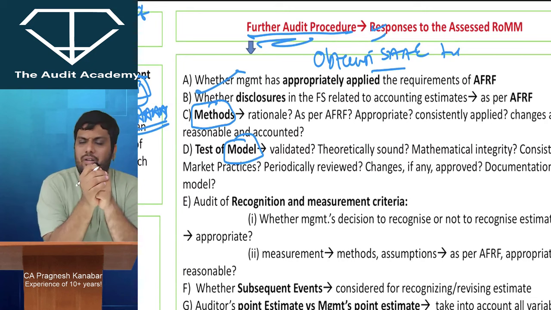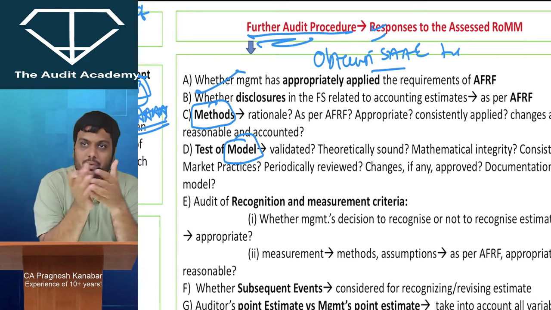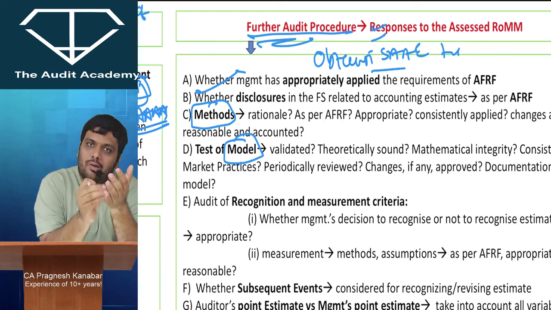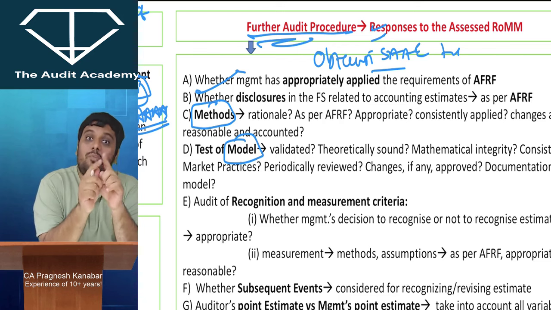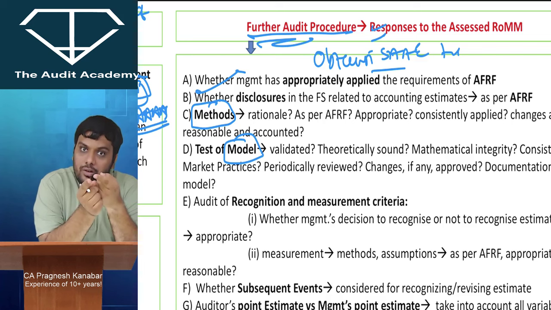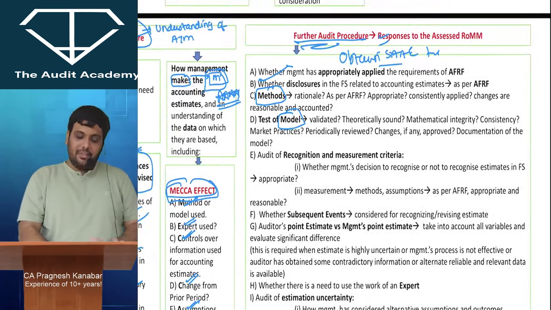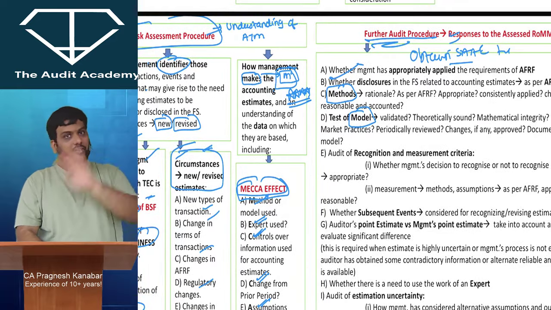What is this method and model? Method is just a set of steps. Provision for doubtful debts will have a method. But the security valuation chapter in AFM, whatever formulas are used, that is a model, all right? Method, model, assumptions, whatever it is, common points are whether it is appropriate or not, what are the changes, whether changes are reasonably justified, whether it is as per AFRF. These common points you can use. Okay. The sensitive areas I'm highlighting. Otherwise, for further audit procedure, no need to buy it hard. It is derived from risk assessment procedure only.